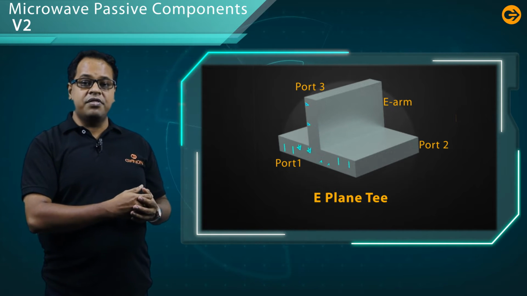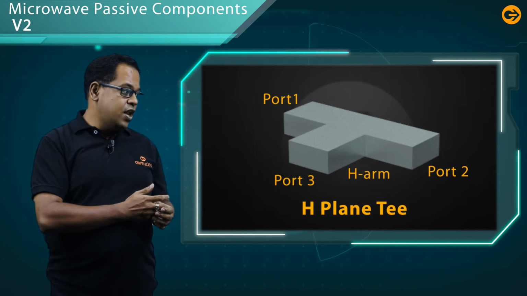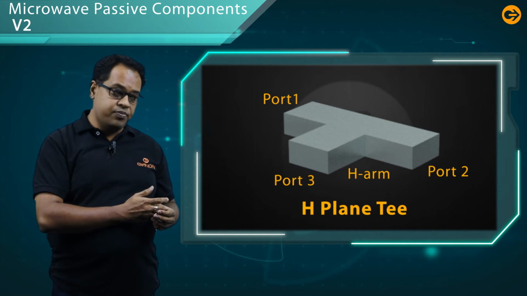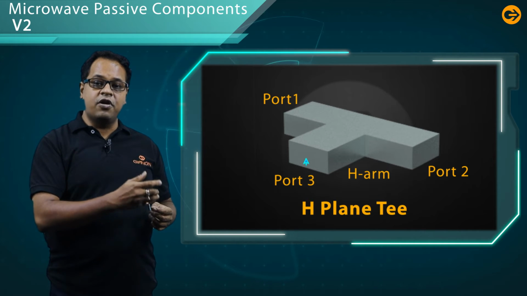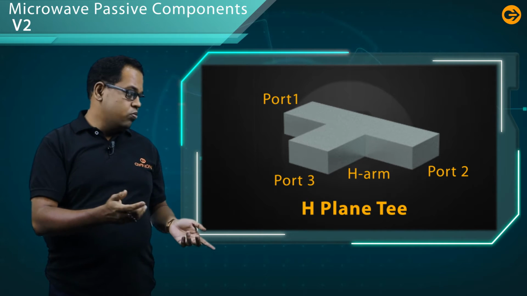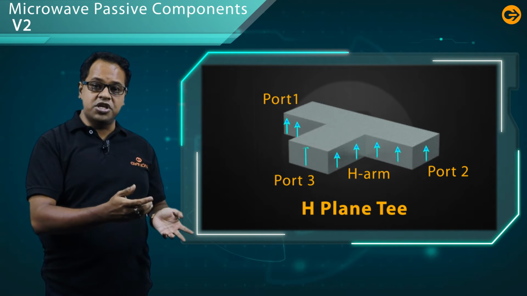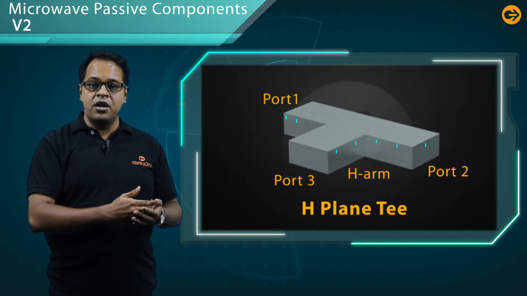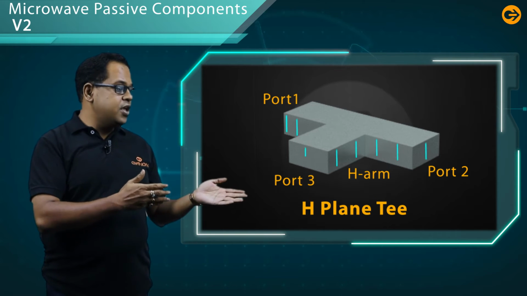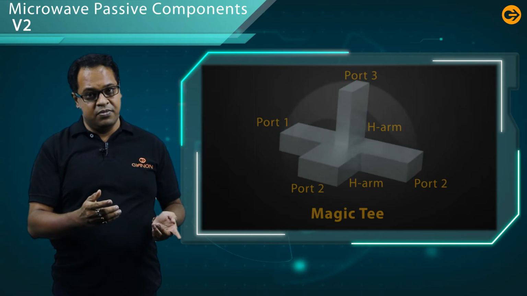Now let us discuss H-plane T. In H-plane T, the signal will enter through the port 3 and the output that you will get from port 1 and from the port 2 will be in same direction. That means they are in the same phase. When you combine this E-plane T and H-plane T together, it will become a Magic T.